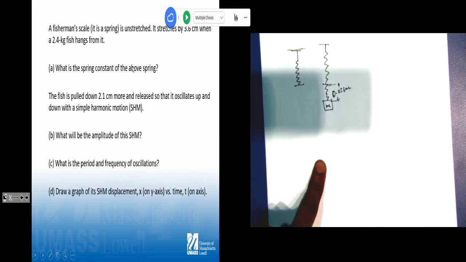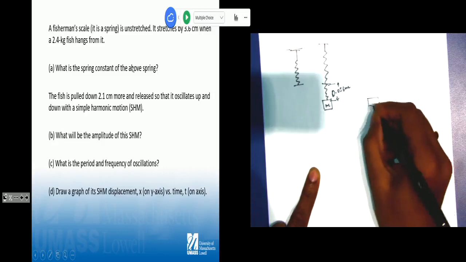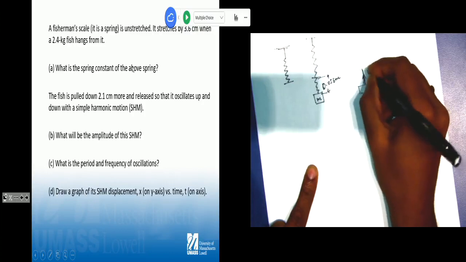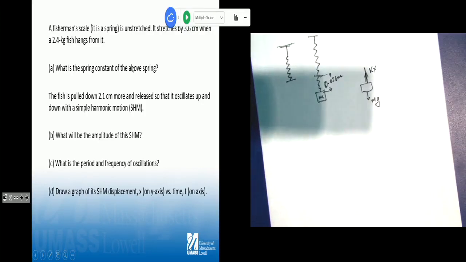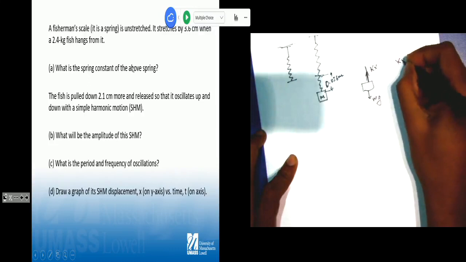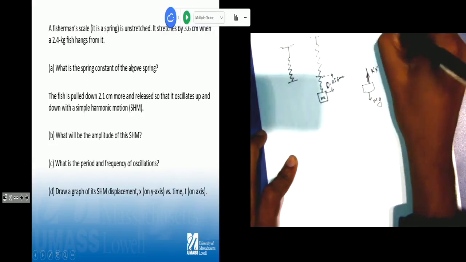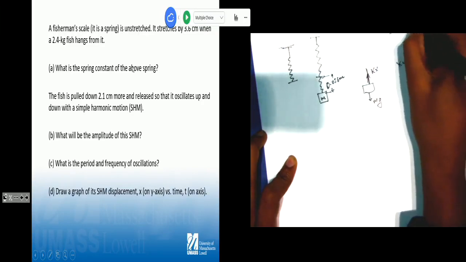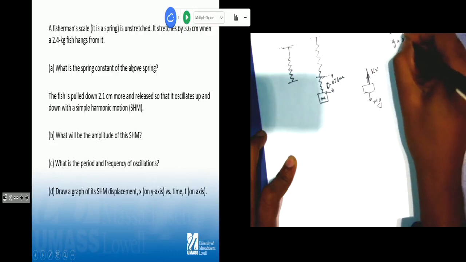Everyone with me? You hang a fish, it comes to rest at equilibrium. This is equilibrium. So at equilibrium, the two forces acting on the fish are the weight of the fish and the force of the spring, which is kx. X is the 3.6 centimeters that the spring was stretched by. And k is that unknown spring constant, which I'm looking to find. So at this location, I can say kx is equal to mg. I know m is 2.4. I know x is 0.036. G is 9.8.